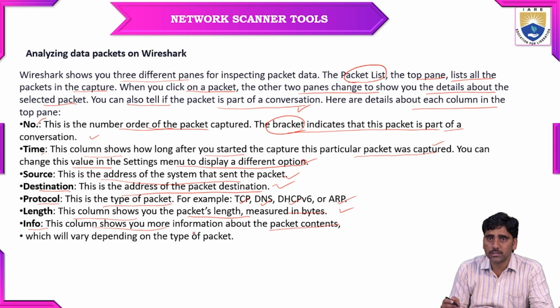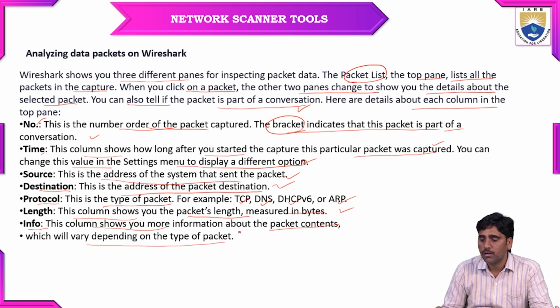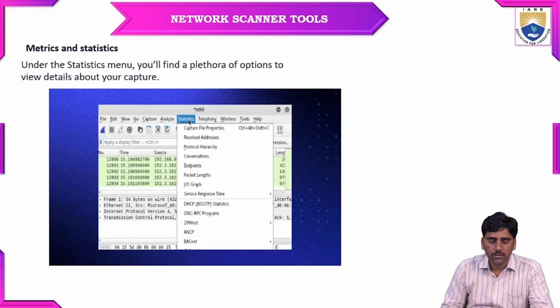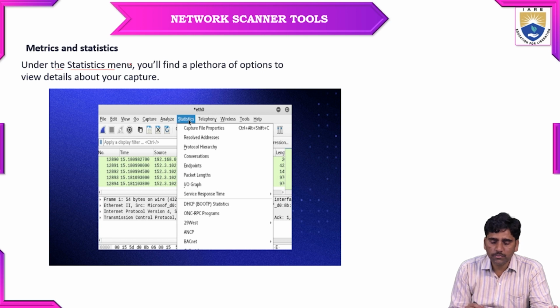So information is what displays somewhat more information about the packet contents, which will vary depending upon the type of packet. So, metrics and statistics of the packet. Under the statistics menu, if you click on this statistics menu, you will find a plethora of options to view details about the capture.